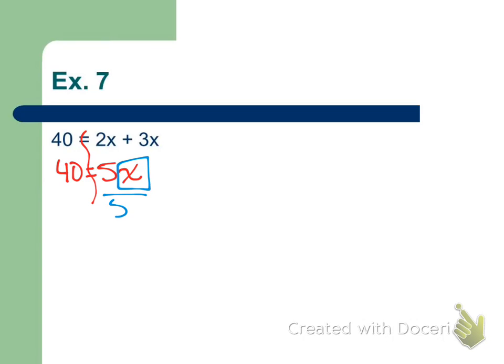Divide by 5 for both sides. Alright, and we get x equals 8. So always check to see if you can combine like terms or simplify first before you do anything else.